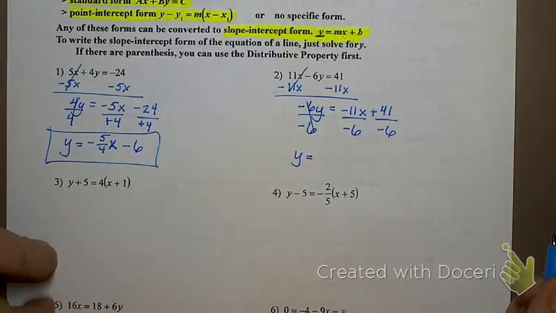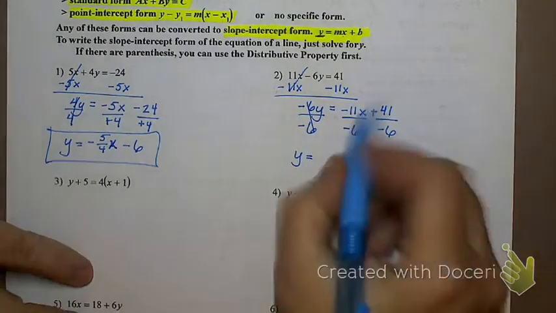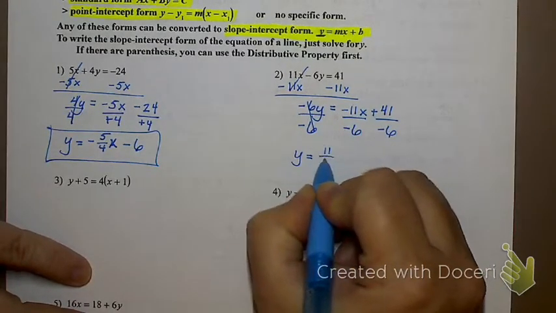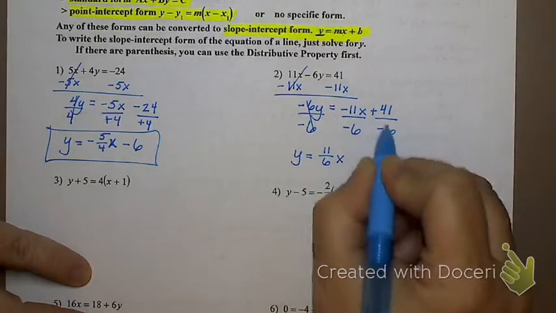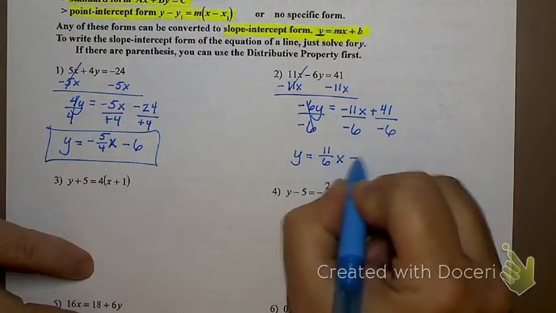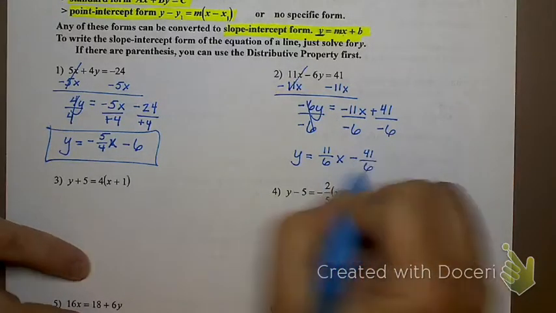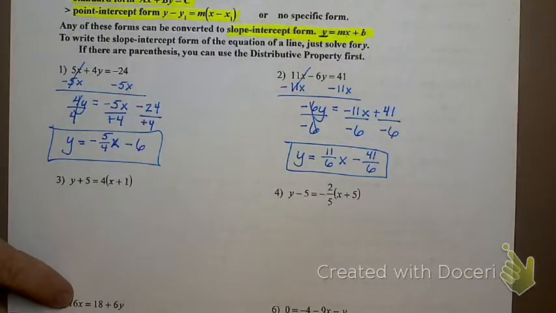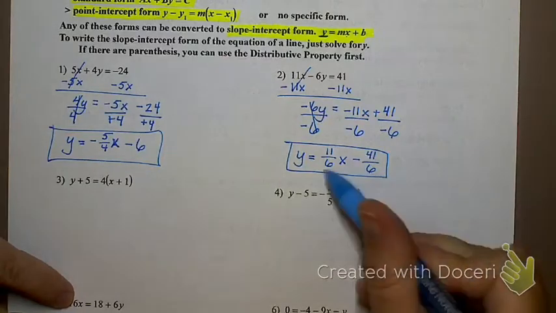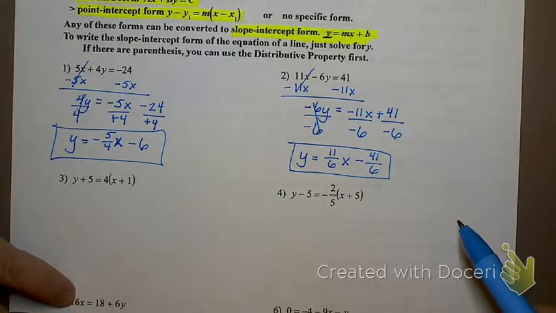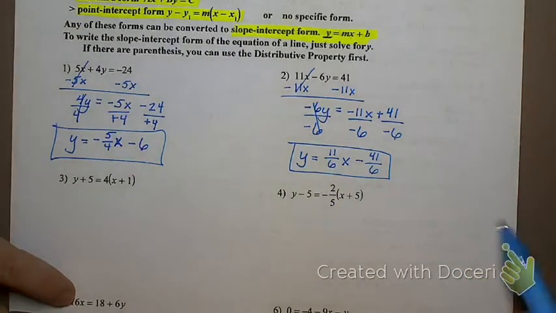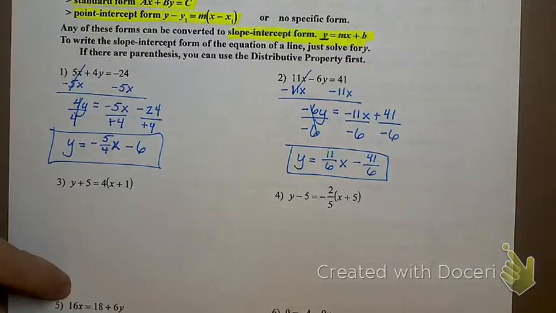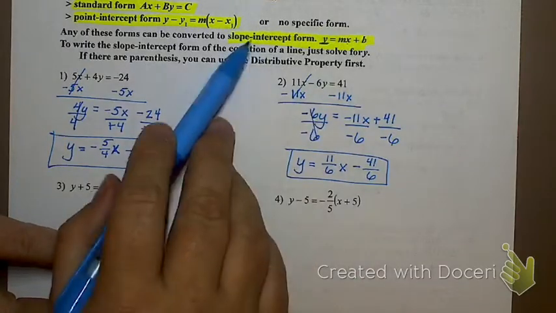And that's okay, because I'm not doing anything with it. So I'm just going to write, let's see, negative over negative makes a positive 11/6 x. And 41 over negative 6 would be minus 41/6. Ugly, but I'm not doing anything with it, so I'm just going to leave it as my answer. If you end up with fractions that can reduce, reduce them. Absolutely reduce them. You always have to reduce fractions. Okay? So that is going from standard form to slope-intercept form.